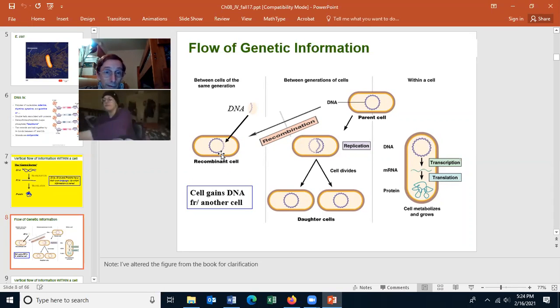The important part is to realize that the flow of genetic information can happen three different ways: within a cell, between generations of cells, or you could say between generations of an organism, and then between cells of the same generation, where one cell donates the DNA and the other cell accepts the DNA and becomes the recombinant cell.